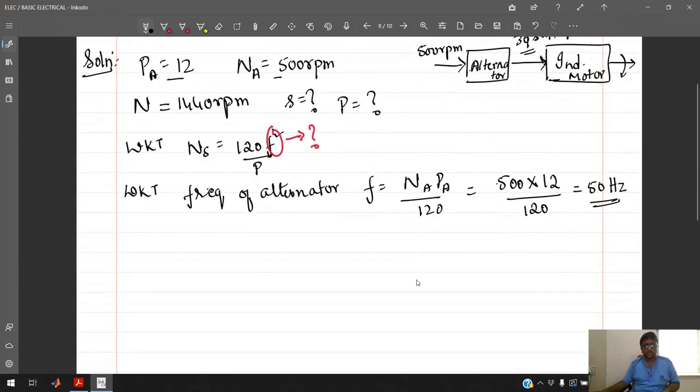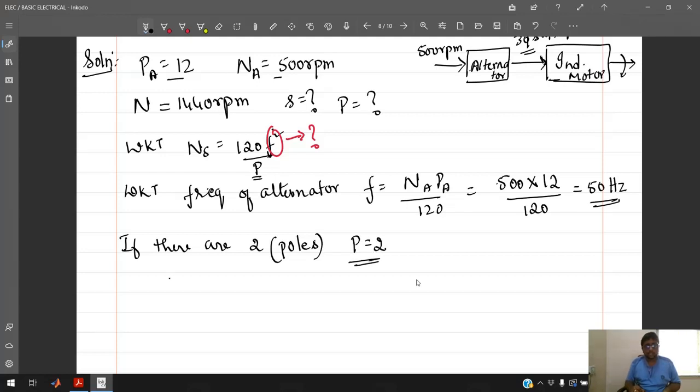Now what you have to do over here is, you cannot directly calculate Ns because the number of poles you don't know, which is the question asked here. So we assume that there are two poles, because for the synchronous speed Ns, this is the minimum number of poles required. If there are two poles, one north and one south, for the generation of magnetic flux, that is P equal to 2.